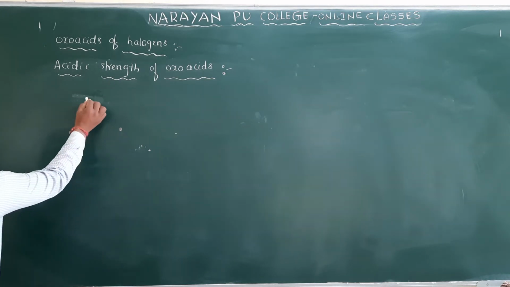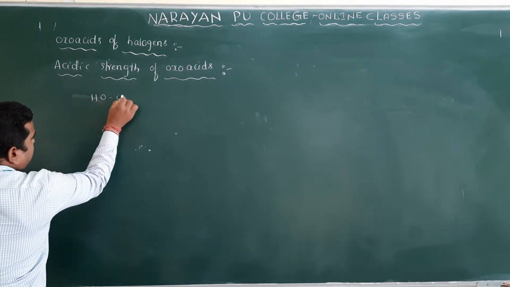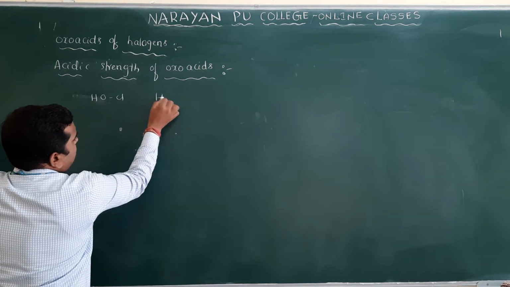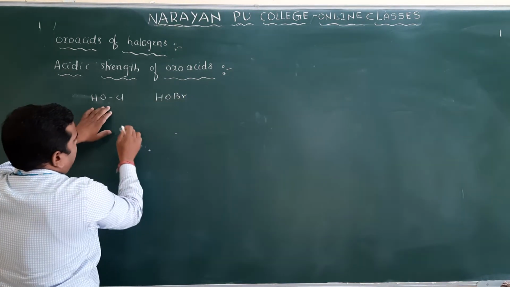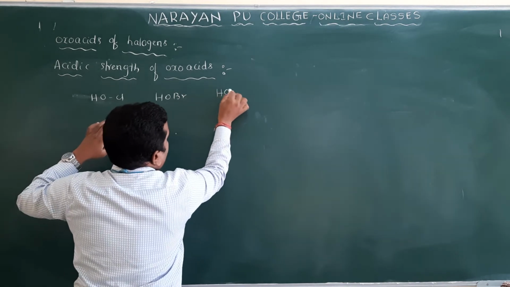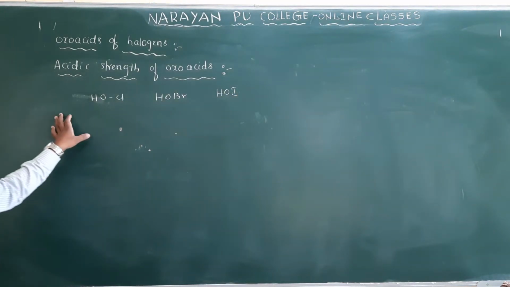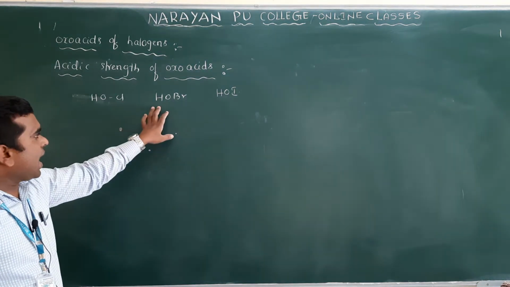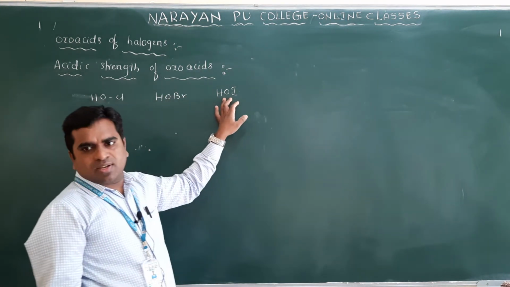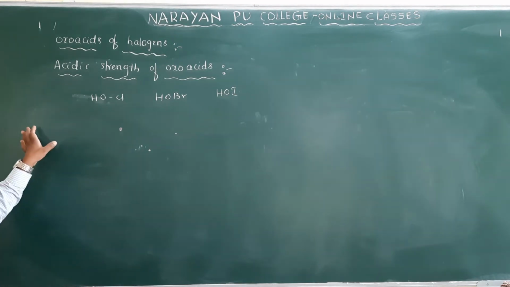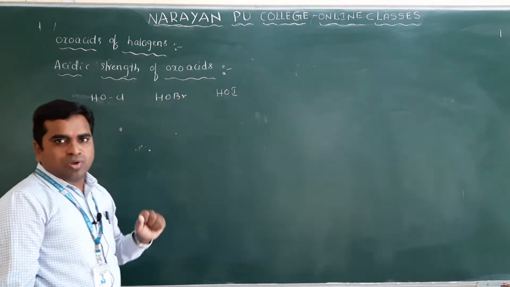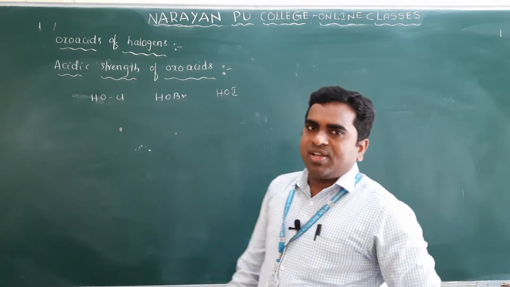If you write here HOCl, clear? And HOBr, hypochlorous acid, hypobromous acid, and hypoiodous acid. Clear? So totally we have hypochlorous, hypobromous, hypoiodous acids. Now, what is the acidic strength of these molecules? Clear? So what is the order of acidic strength?